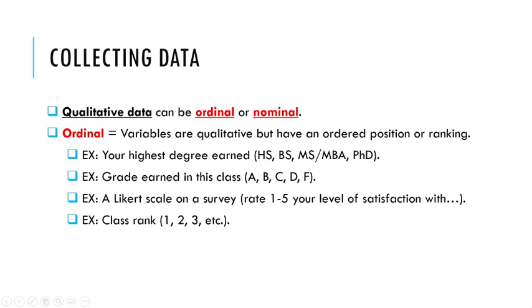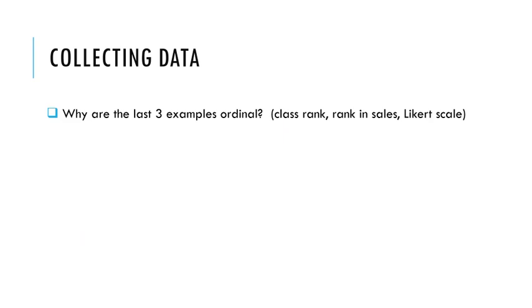What about class rank? So we graduate from high school and somebody's ranked number 1 and somebody's ranked number 2 and somebody's ranked number 3. Those are ordinal measures as well. Or maybe your company has a sales competition and they rank the winners 1, 2, and 3. Again, it's ordinal data. But we need to ask ourselves, why are those last 3 examples ordinal?